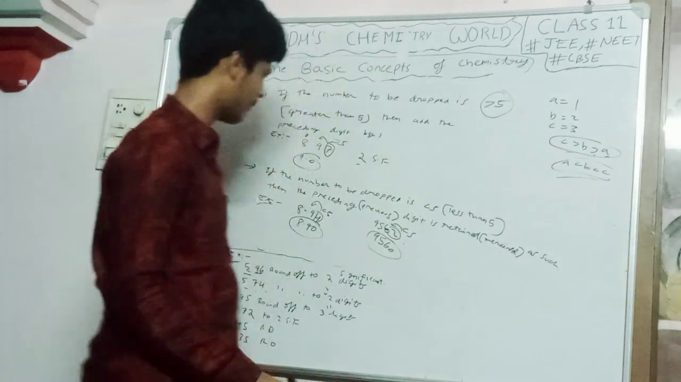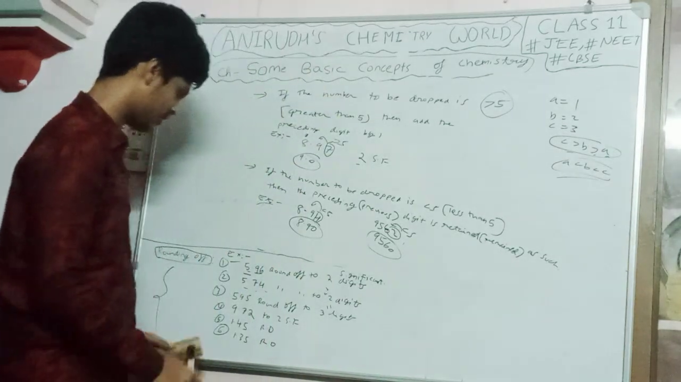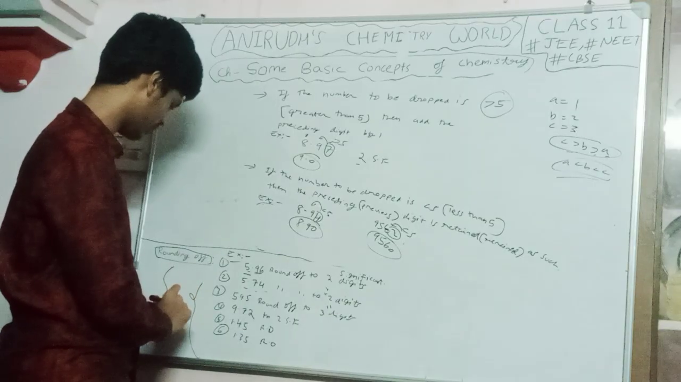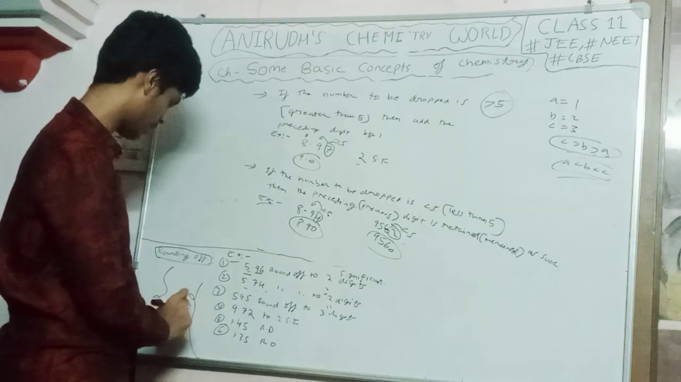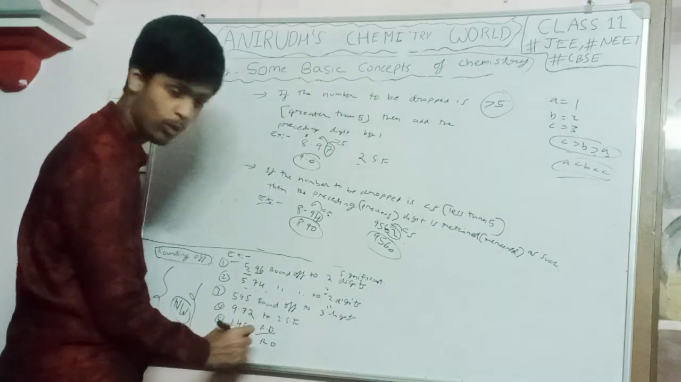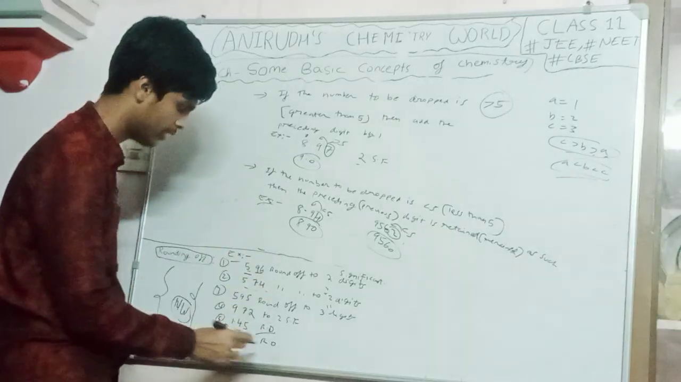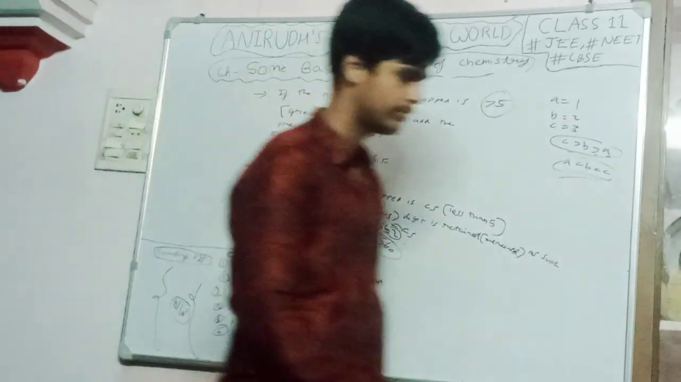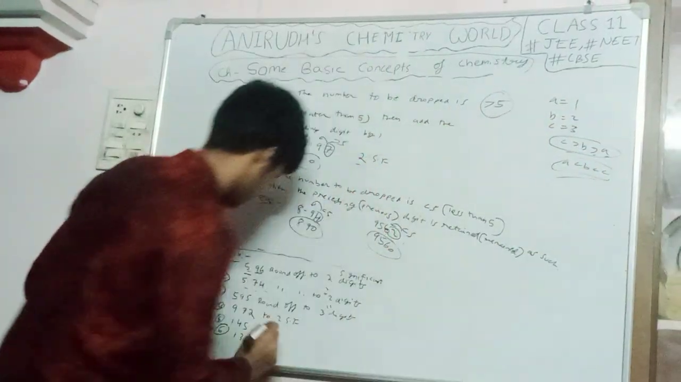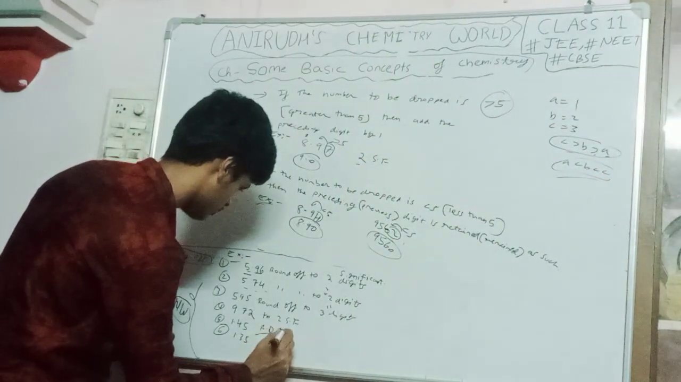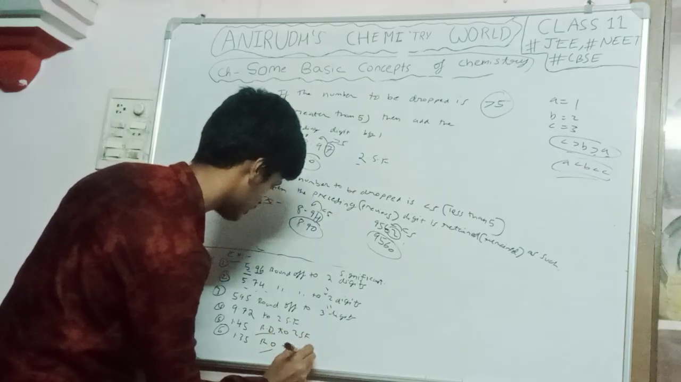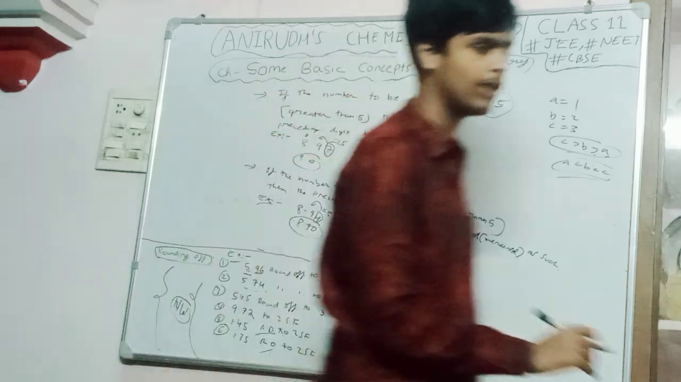Copy this. I am giving this to you as homework. You comment down the answer. RO means round off. Round off to 2 significant figures. SF means significant figures, RO means round off.